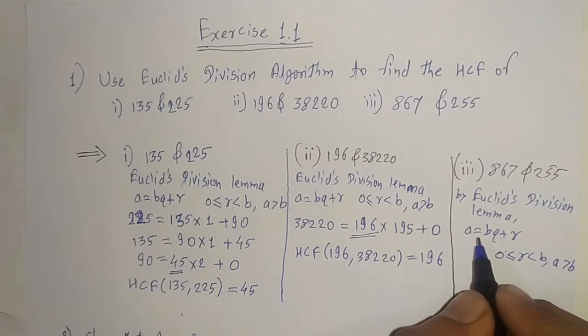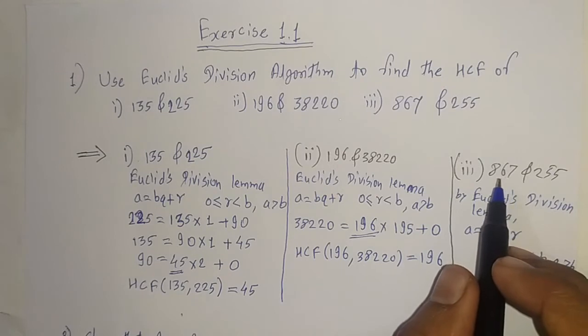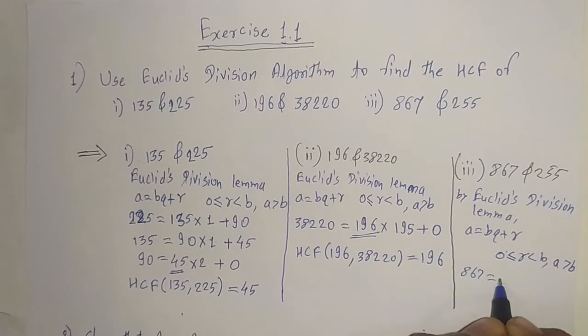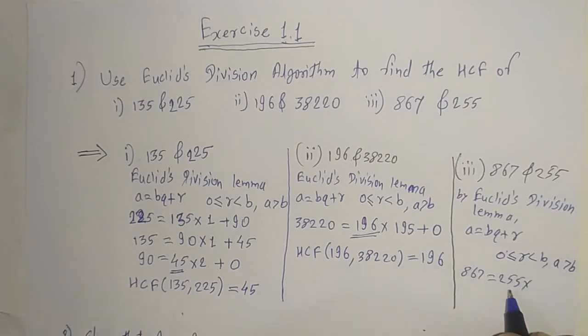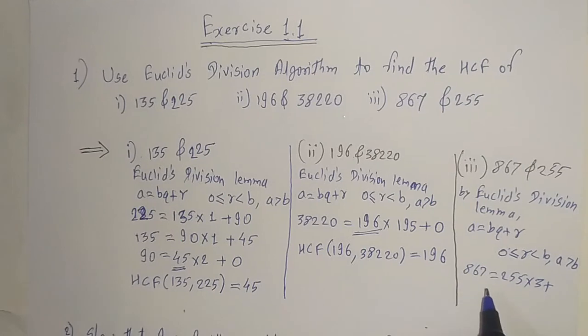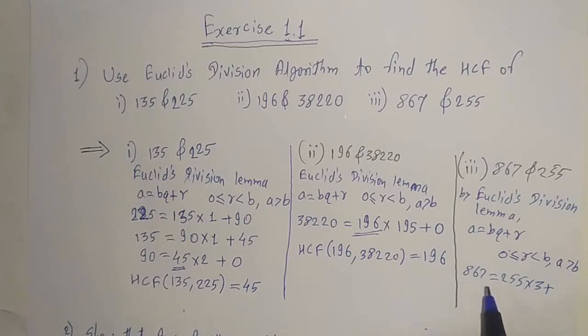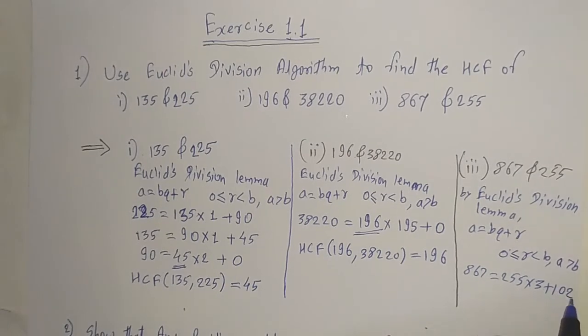So what are the values of a and b? a should be 867, as a is greater than b. So 867 and 255. 867 equal to 255 into what will be the quotient here? It will be 3. If you multiply 250 by 3, it will be around 867, not exactly 867. If we multiply 255 and 3 and subtract that value from 867, you get the remainder as 102.